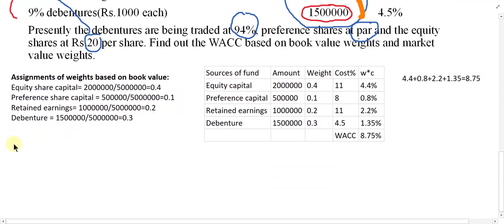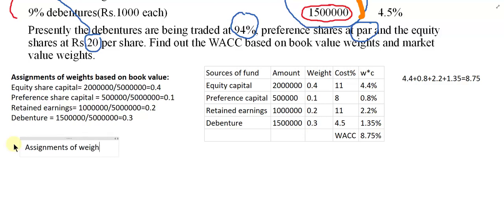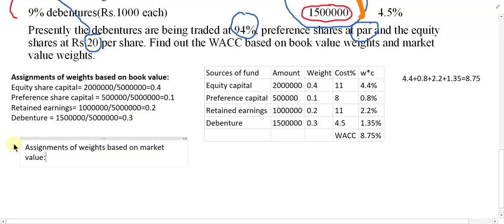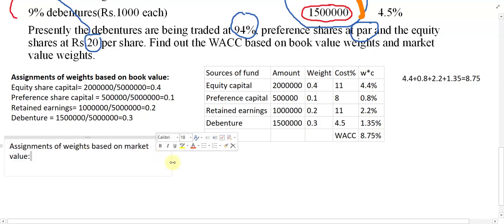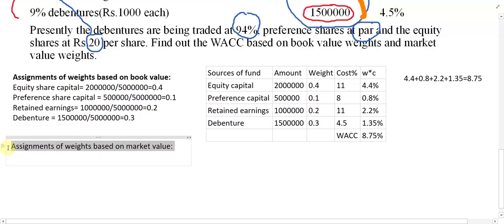So here, let us mention assignments of weight based on market values. So let us calculate. Assignments of weight based on what? Based on market value. So let me expand this one a little bit, select this part and make it bullet.